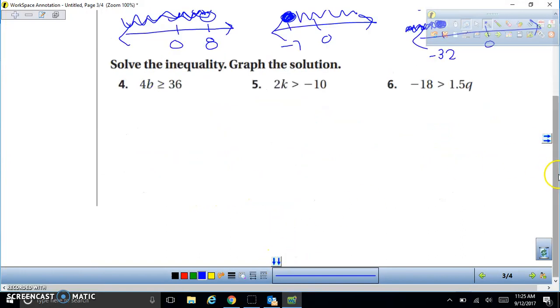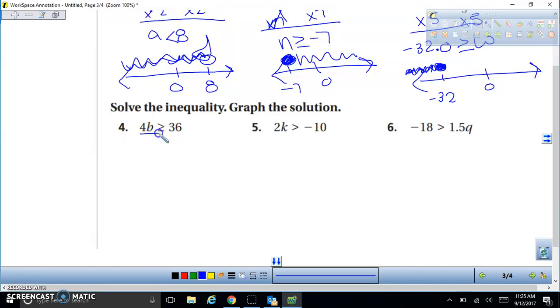Alright, solve the inequality and still graph. Example number 4. We are going to divide by 4. Are we dividing by a positive or a negative? We're dividing by a positive, and so our sign won't flip. Now we'll have B is greater than or equal to 4 goes into 36, which is 9 times. Okay, now we're going to graph it. 0, then 9 with a filled-in circle, and B is greater, so we're going to shade to the right.